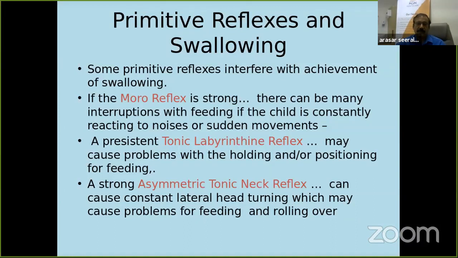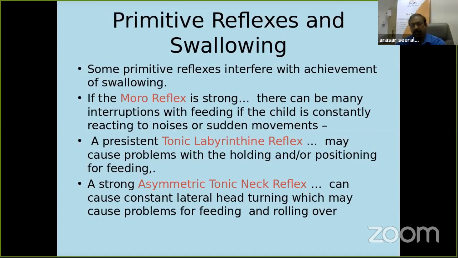And if you have a Moro that is strong and not disappearing by 12 weeks, you may have feeding difficulties in these babies. If there is a persistent tonic labyrinthine reflex, it may cause problems in holding or pushing or feeding of the babies also. Similarly, a persistent asymmetric ATNR can cause constant lateral head turning, which may cause problems with feeding and again rolling over.